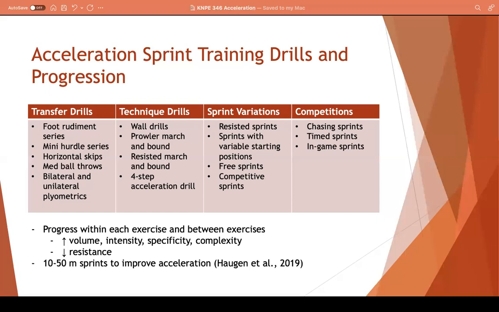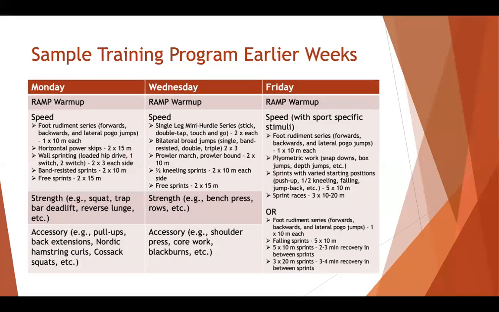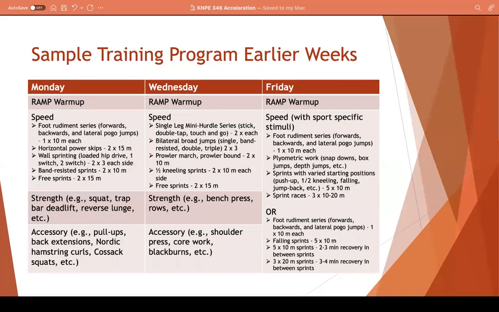Exercises will often be progressed from bilateral to unilateral, from single effort to repeat effort, and extensive to intensive. Progressing the exercises is crucially important to continue to develop the athletes, progressively overloading their bodies and systems and increasing acceleration ability. As acceleration occurs at the beginning of sprints, 10 to 50 meter sprints are most useful when training acceleration. The next 2 slides are a sample training program for team sport athletes. The first slide represents a training week earlier on in the training block, and the second slide a week later on in the meso or macro cycle, with progressions of exercises.